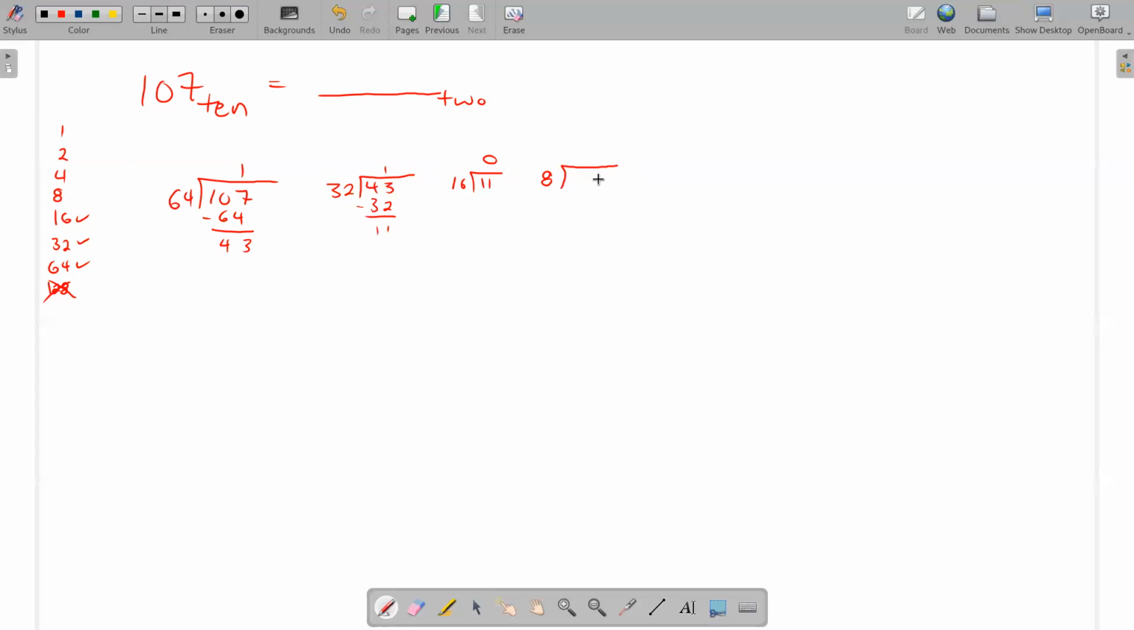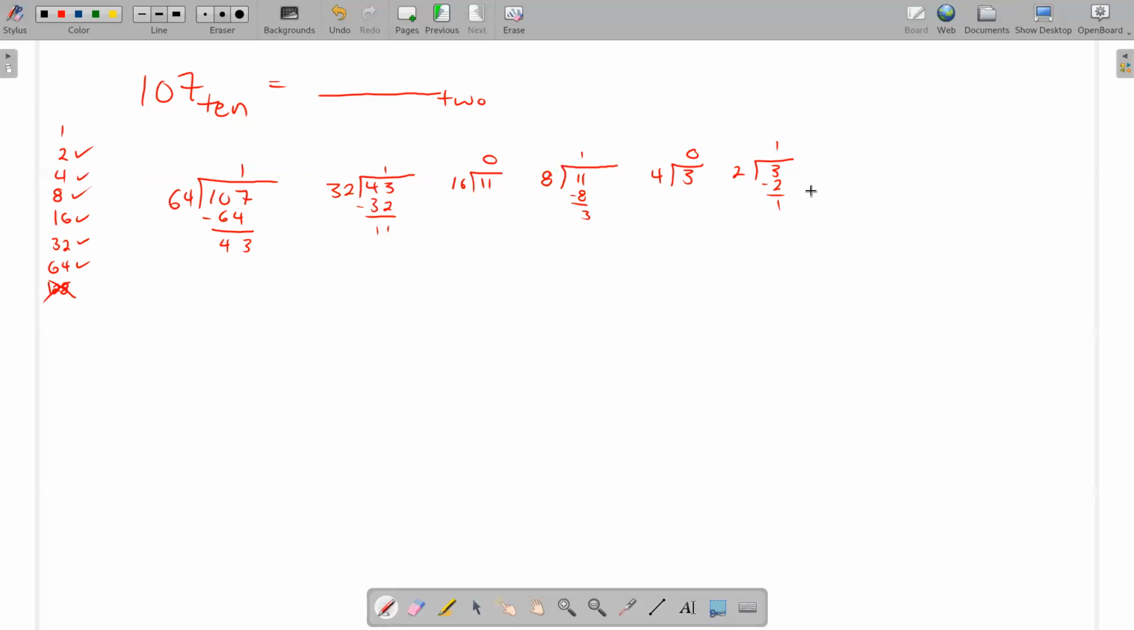Will you always need the next place? It depends. So 8 goes into 11 how many times? 8 goes in there once. 1 times 8 is 8. Subtract, and I get 3 left over. So 8s are done. 4s, do I need any 4s? 4 goes into 3, nope. So I move on to the next place. 2 goes into 3 once, with 1 left over. Done the 2s, and what's left has got to be my 1s.